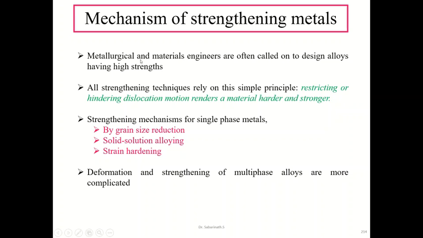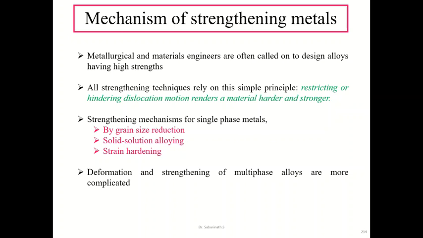So metallurgical and materials engineers are often called to design alloys having high strength. The strength of the material must be increased, so that is the demand. All strengthening techniques rely on this simple principle: restricting or hindering dislocation motion renders a material harder and stronger. So the aim is to provide a restriction to the dislocation motion, so that dislocation motion will be reduced and more stress will be required for dislocation movement.